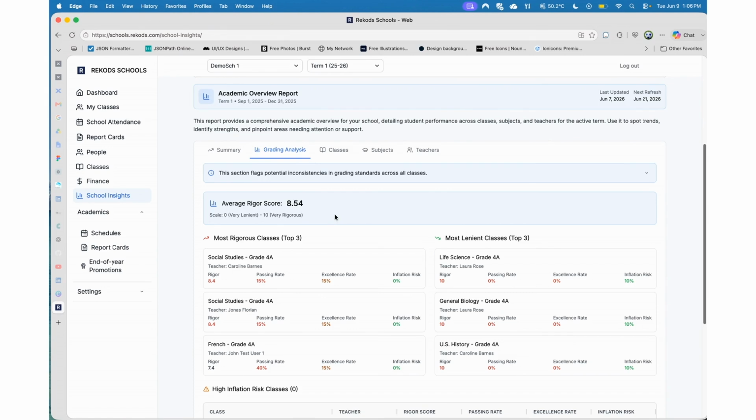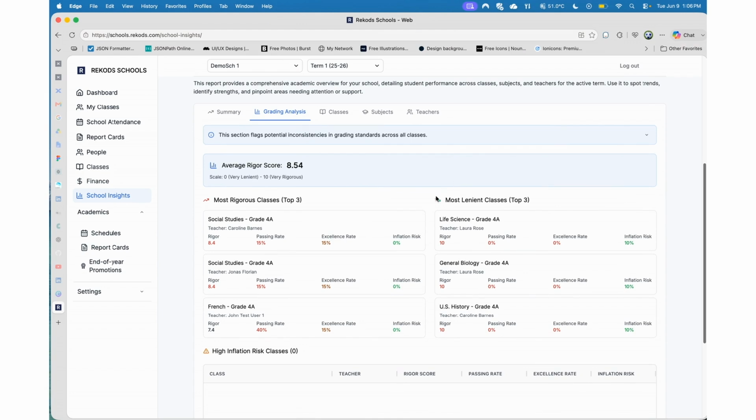Alongside the rigor score, you have passing rate and excellence rate per class, and then the inflation risk column. That one flags whether grades in a particular class appear higher than the underlying performance data would typically support. It's not an accusation, it's a prompt to look closer. At the bottom, classes are grouped into 3 categories: most lenient, most rigorous, and high inflation risk.